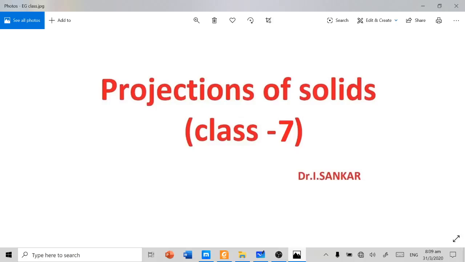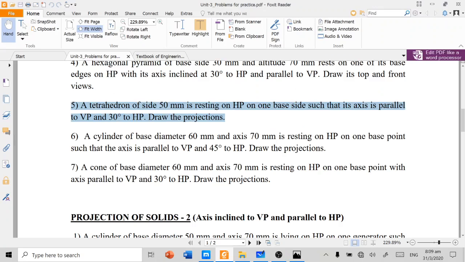Welcome dear students. In this video lecture we are going to learn how to work the fifth problem in our problem set. The problem is: a tetrahedron of side 50 mm is resting on HP on one base side such that its axis is parallel to VP and 30 degrees to HP. Draw the projection. This is the problem.